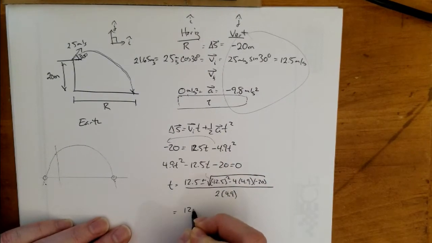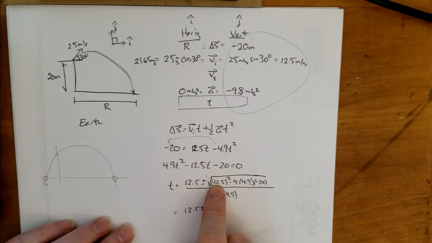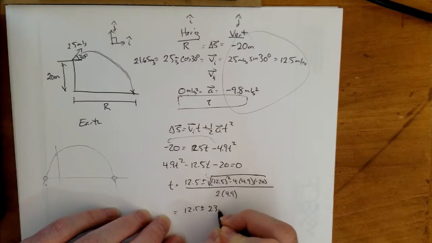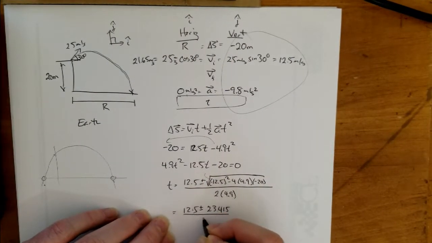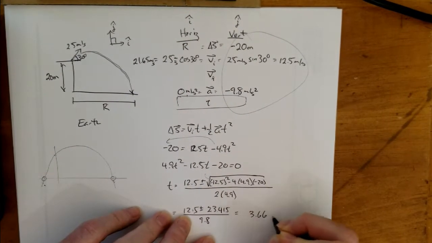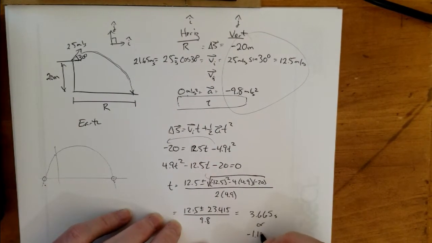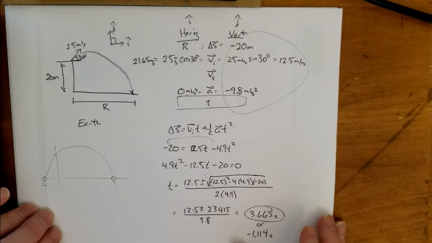So I get 12.5 plus or minus. Notice the discriminant has to be positive because that's a positive number, and I got two negatives making that positive. And so I get 23.415 divided by 9.8. I get 3.665 seconds, or negative 1.114 seconds. So this obviously is the one that has physical meaning here.